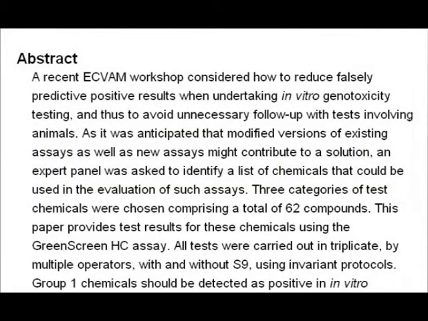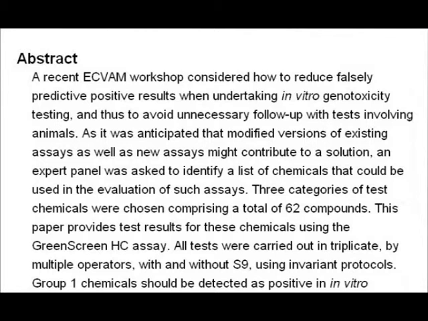The first half of the abstract reads, a recent ECVAM workshop considered how to reduce falsely positive results when undertaking in vitro genotoxicity testing, and thus to avoid unnecessary follow-up with tests involving animals. As it was anticipated that modified versions of existing assays, as well as new assays, might contribute to a solution, an expert panel was asked to identify a list of chemicals that could be used in the evaluation of such assays. 3 categories of test chemicals were chosen, comprising a total of 62 compounds.